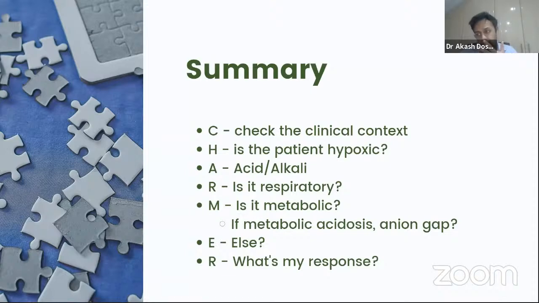C, clinical context, because that matters so much. H, is the patient hypoxic, relative to the oxygen that they're getting. A, is their blood acidic or alkali, are they alkalotic? R, is this due to a respiratory problem? M, is this due to a metabolic problem? And if they've got a metabolic acidosis, what's their anion gap? E, are any of the other parameters abnormal? And do I need to respond to any of these things that I found?